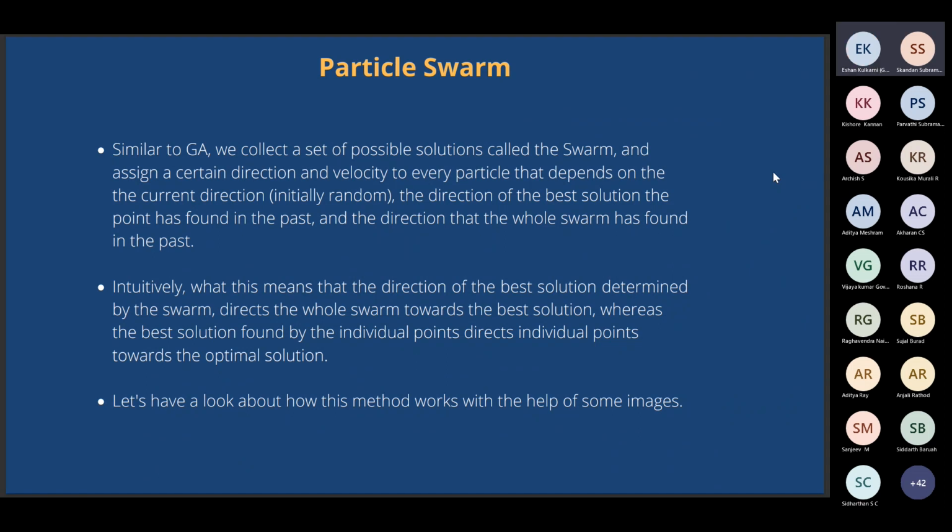Intuitively speaking, the direction of the best solution determined by the swarm directs the whole swarm, that is the whole group of points, towards the optimal solution. Whereas the best solution found by the individual point leads that individual point towards the optimal solution. Because we want both the swarm, that is the group, and every individual point to travel towards the optimal solution, both of these are equally important. Again, with the help of some images, we'll look at how this happens.